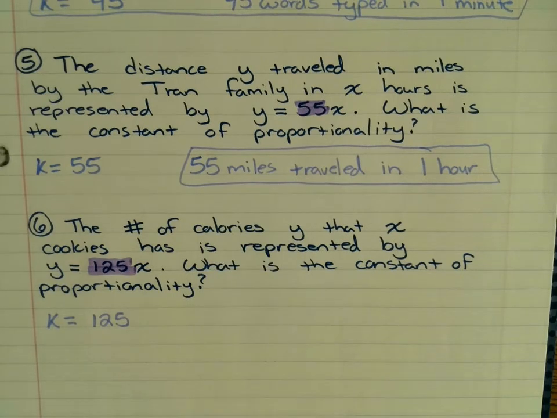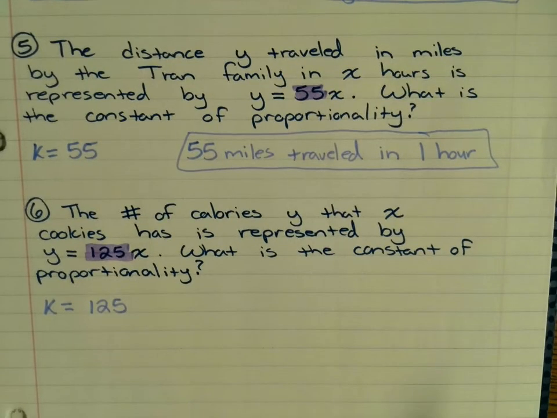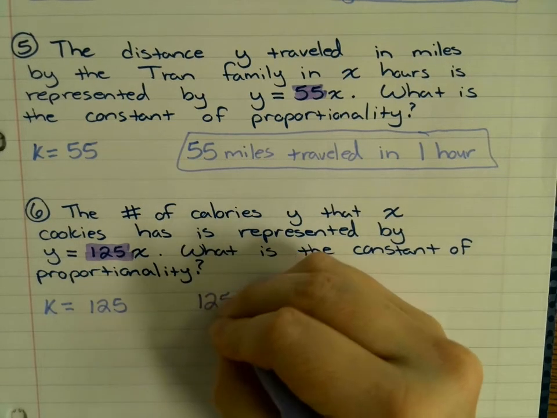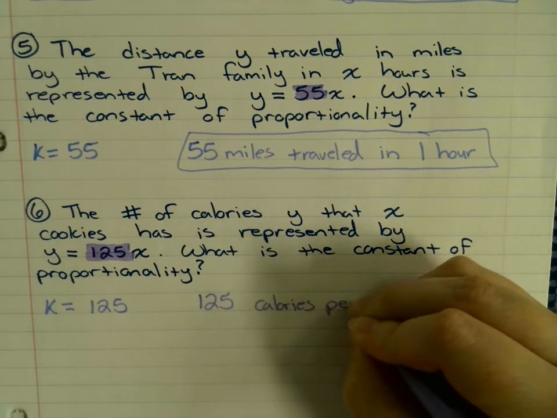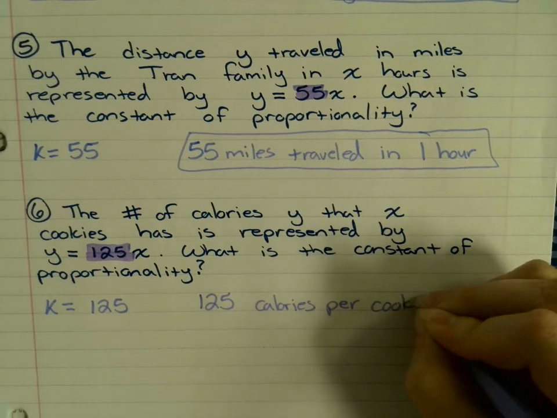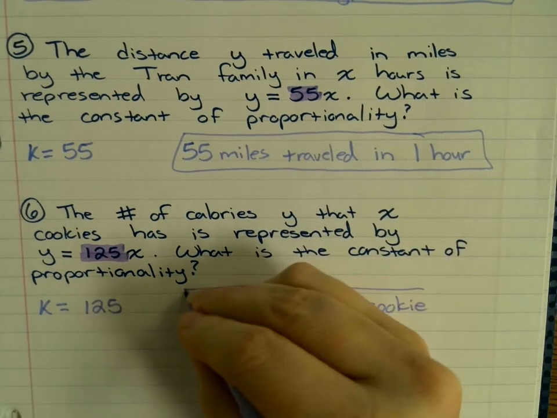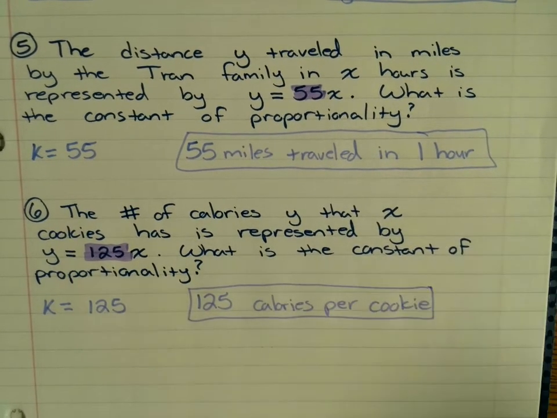I need to try somebody who hasn't answered it. Javen, you haven't answered in a while. 125 calories in a cookie. Good. So 125 calories per cookie. Okay, 125 calories per cookie.